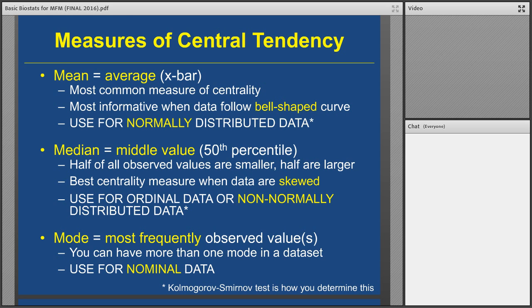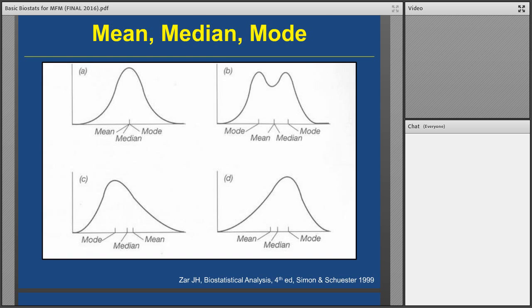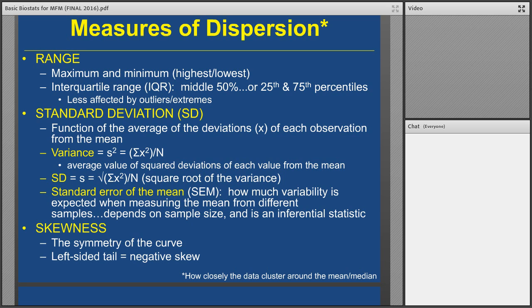So when you're writing your study up, you would report that we did an analysis using the Kolmogorov-Smirnov test, and we determined that the data was normally distributed. For normally distributed data, we report the mean. For non-normally distributed data, we report the median. And that would be a really open and honest way to report your data.